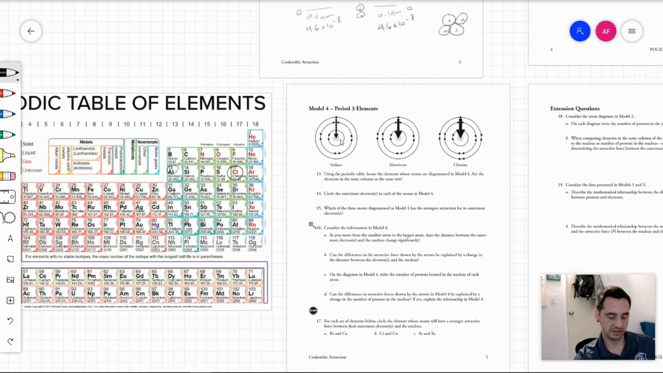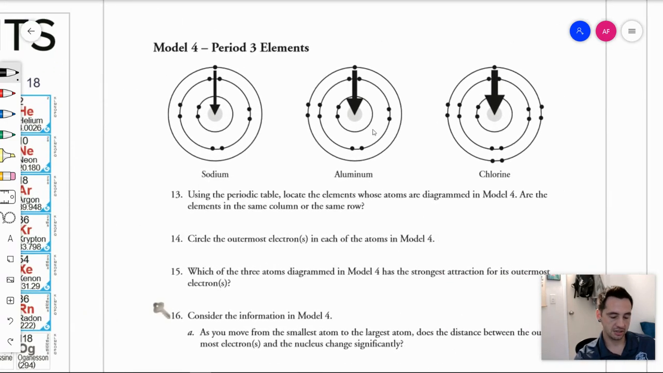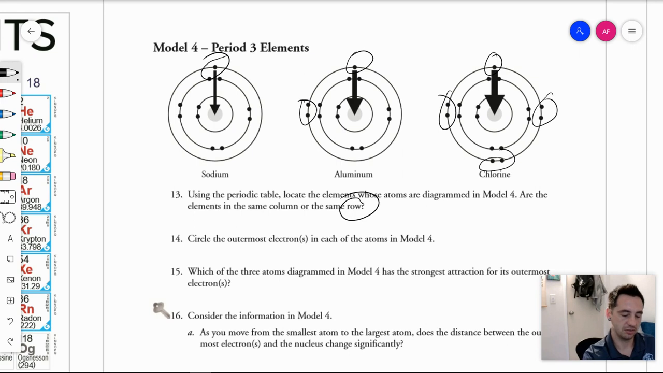and that's indicated by the drawing here. They have the same number of energy levels. The only thing they're changing is the number of protons and number of electrons. Okay, circle the outermost electrons. I changed this question around so you can just type how many are in each. Sodium has 1 outer electron, aluminum has 3 outer electrons, and chlorine has 7 outer electrons. So 1, 3, 7 electrons.